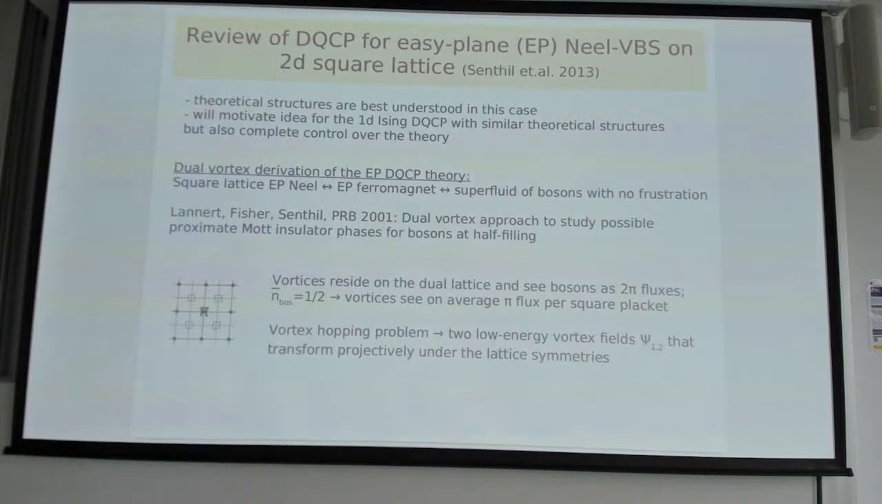Okay. So let me review this DQCP. Sorry, yes. I have another question. There was a paper that excluded SO(5) symmetry from the bootstrap constraints. I forgot who the author was at the moment. Are you familiar with this paper?